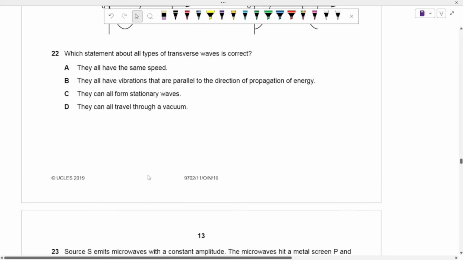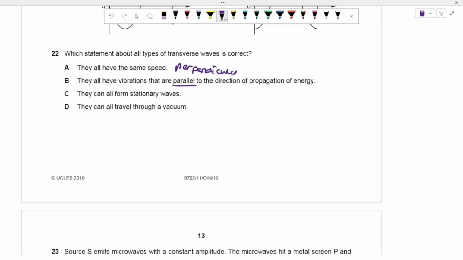Question 22. Which statement about all transverse waves is correct? They all have the same speed. They don't. That doesn't make sense, right? Some are water waves, some are EM waves. They can't have the same speed. The directions are parallel. No, we know that the directions are perpendicular.